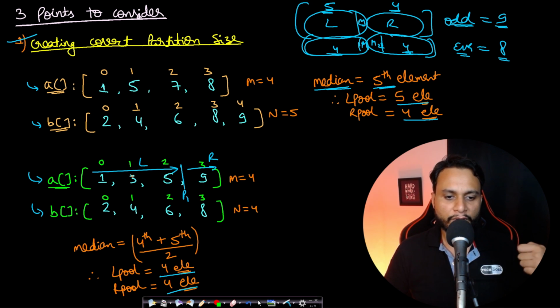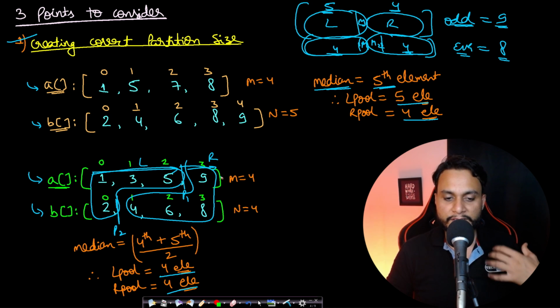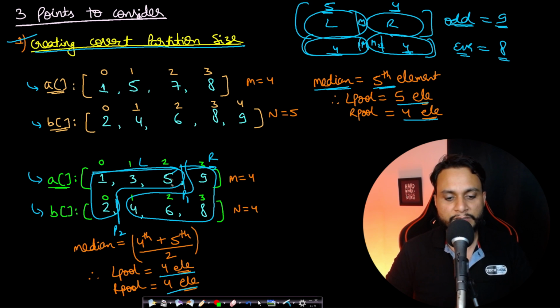So if you have already taken 3 elements on the left side, your partition 2 must be here, so that you have 1 element on the left, so that the total number of elements on the left side is 4 and the total number of elements on the right side is 4. Okay, this is how, given partition 1, I'm saying given partition 1, you know where to place partition 2. So if you understand this, then you know about creating the correct partition size. This is the first point.